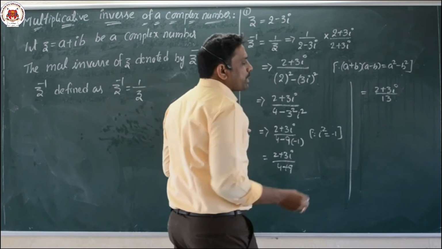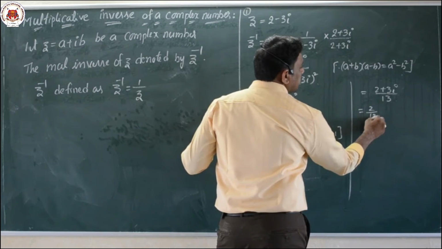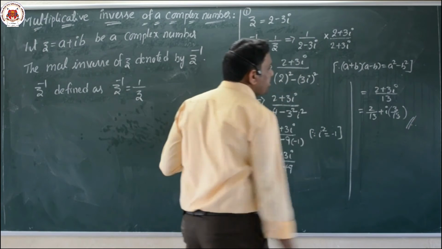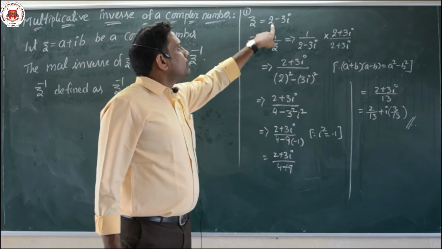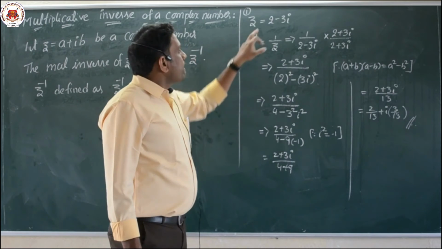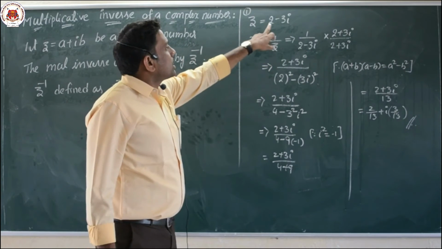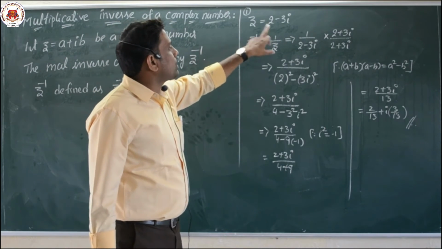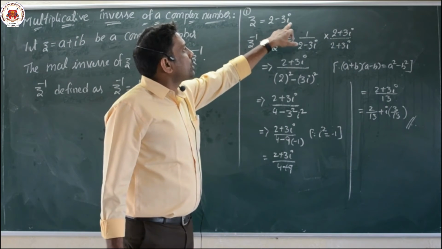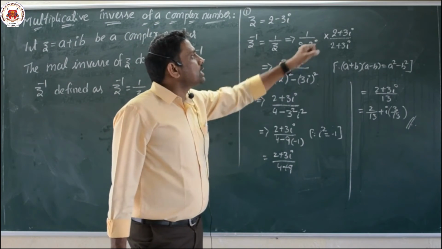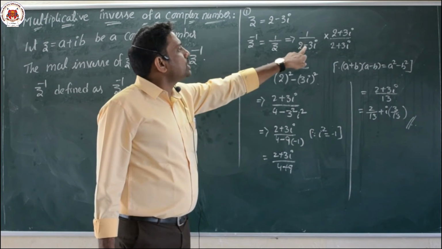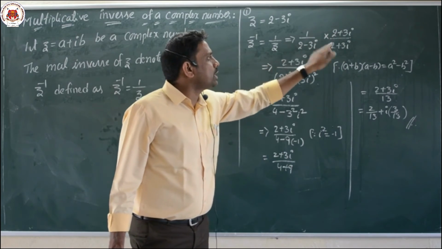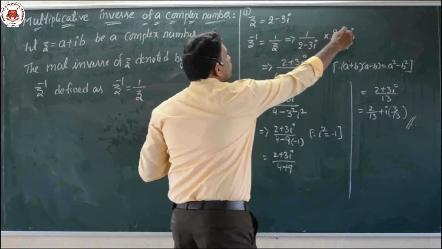Write it separately. That means the answer is 2 by 13 plus i into 3 by 13. This is the multiplicative inverse of the complex number 2 minus 3i. Once again I am repeating this procedure. The complex number is 2 minus 3i. We have to find its multiplicative inverse. The formula is 1 by z. So 1 by whatever the complex number is, then rationalize the denominator. How to rationalize? Change the sign of i. Here negative is there, so you multiply with positive in the numerator and denominator. So 1 into 2 plus 3i.